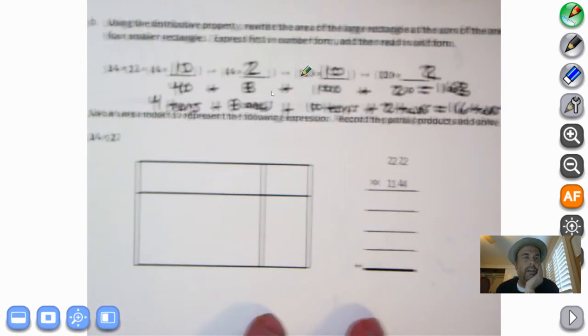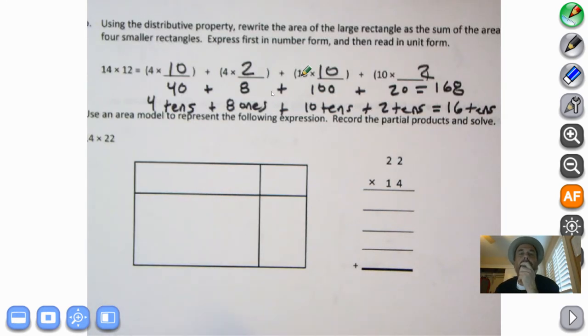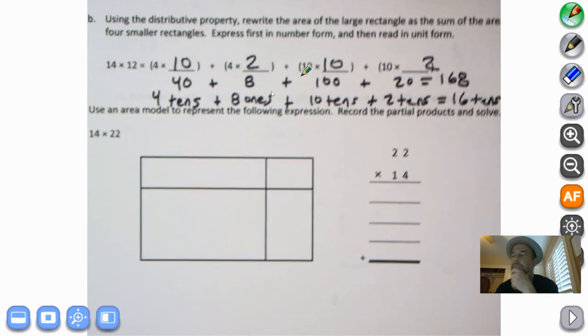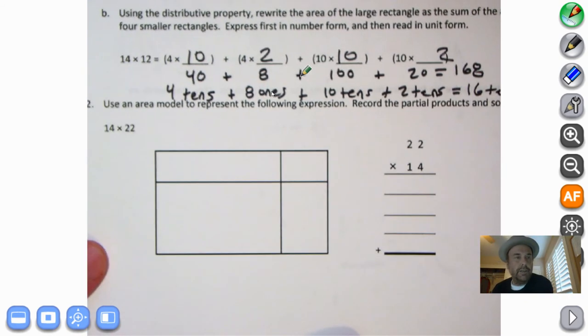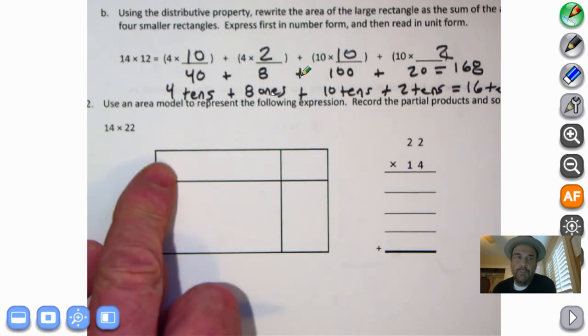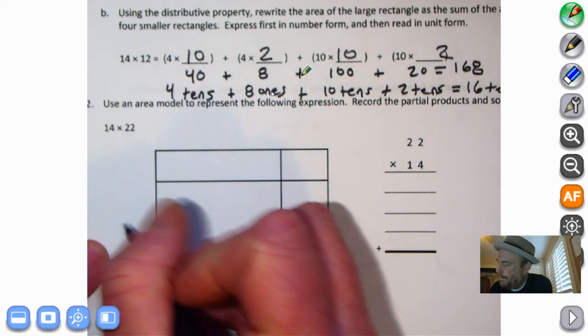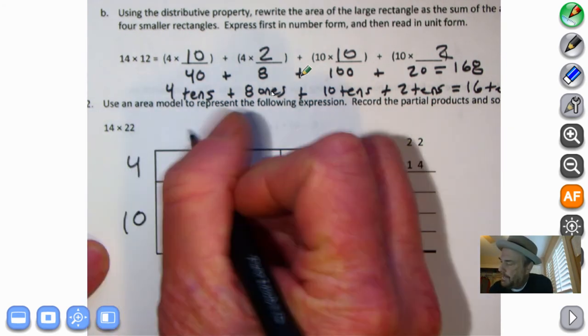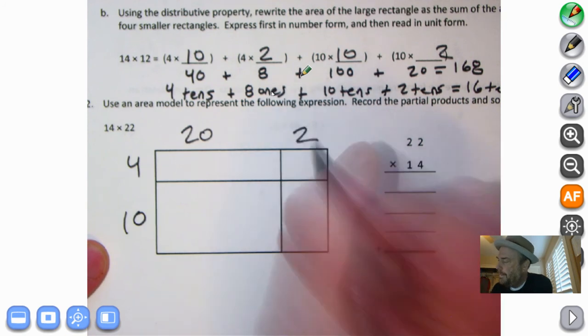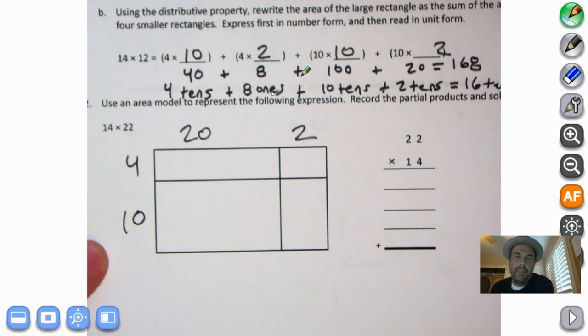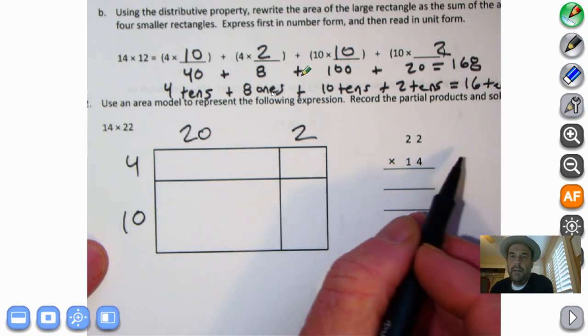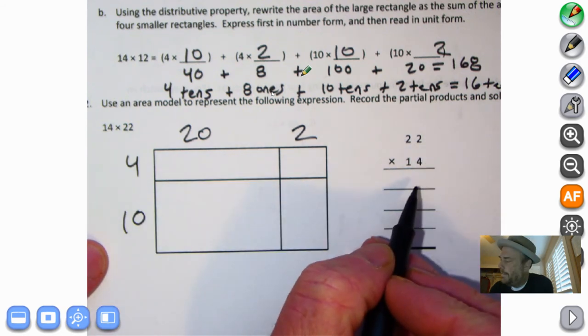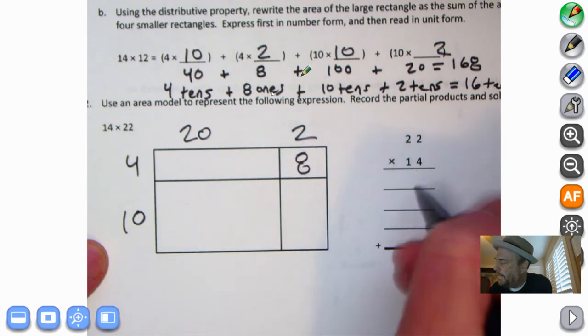It says use an area model to represent the following expression. Record the partial products and solve. So let's get started, shall we? We have 14 times 22. So we can start off with the 2 times 4, right? Because we come over here to our problem, 2 times 4. 2 times 4 is 8. We can put an 8 right there.